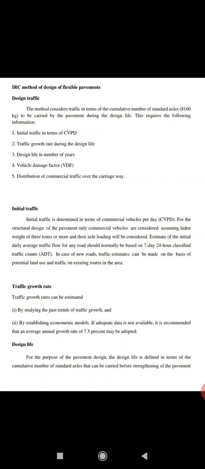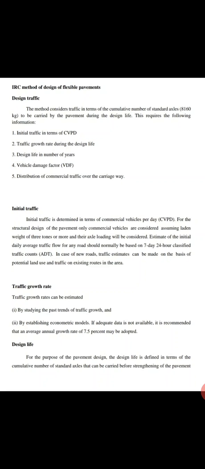So initial traffic is determined in terms of commercial vehicles per day, that is CVPD. For the structural design of the pavement, only commercial vehicles are considered, those with a laden weight of 3 tons or more. The initial daily average traffic flow for any road should normally be based on 7 days or 24 hours classified traffic counts, ADT. In the case of new roads, traffic estimates can be made on the basis of potential land use and traffic on existing routes in the area.